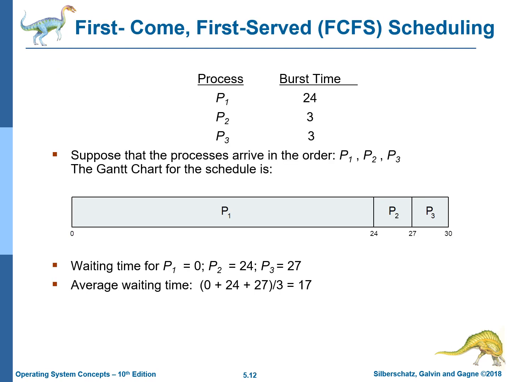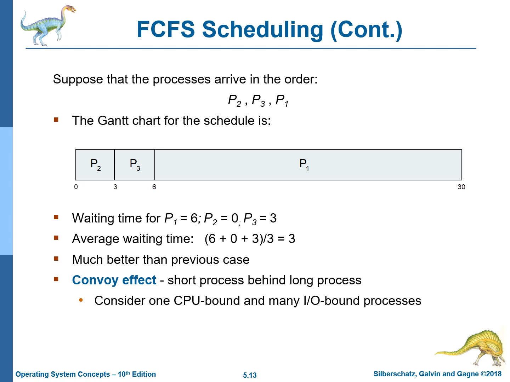First come, first served scheduling. Suppose that the processes arrive in the order P1, P2, P3. The Gantt chart for the schedule is like the one below here. The waiting time for P1 is 27 and the average waiting time is 17. Suppose that the processes arrive in the order P2, P3, and P1. The Gantt chart for the schedule is like this, and the waiting time for P1 is 3, and the average waiting time is also 3. It is much better than the previous case.